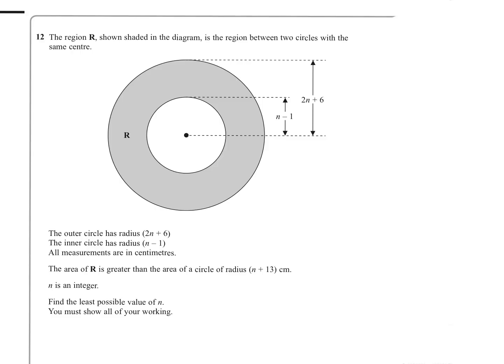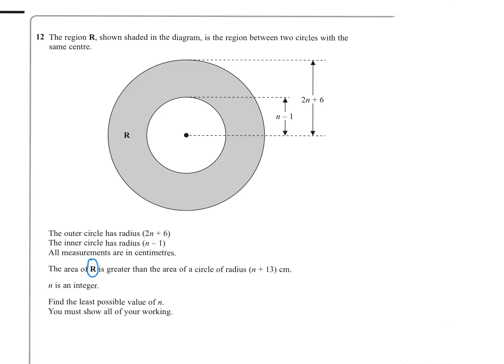Question 12. The region capital R, shown shaded in the diagram, is the region between two circles with the same centre. That's important, the same centre. The outer circle has a radius of 2n plus 6, and the inner circle has a radius of n minus 1. All measurements are in centimetres. Now it says the area of capital R. Well, let's have a look at that first. What is the area of capital R?